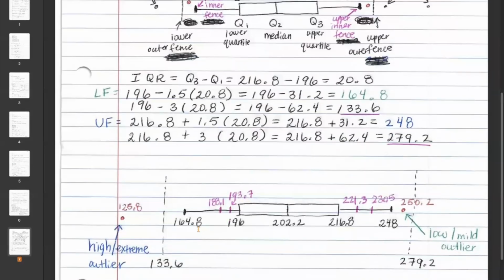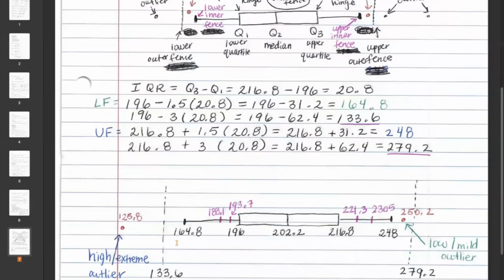So then what I did was a much cleaner version of this, with the information that we were given and the information we found out. First, I just drew a box plot, and I wrote down the information that we were given. So we were given that 202.2 is the median, 196 is quartile 1, and 216.8 is the upper quartile. And then these are the fences that we calculated. Here, 133.6 is the lower outer fence, 164.8 is the lower inner fence, 248 is the upper inner fence, and 279.2 is the upper outer fence.